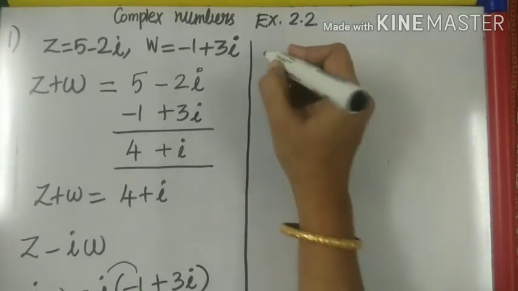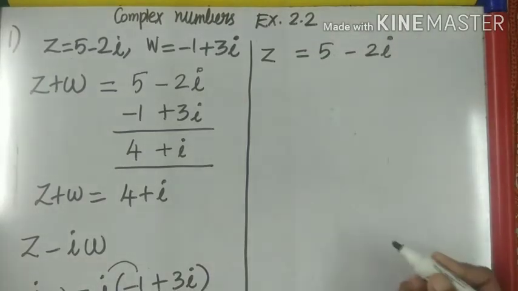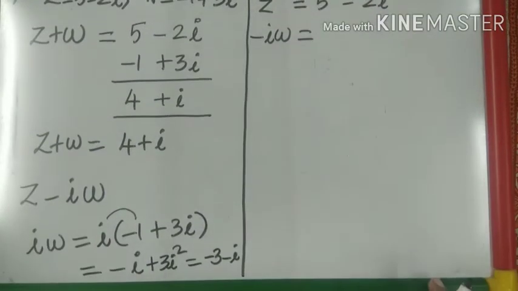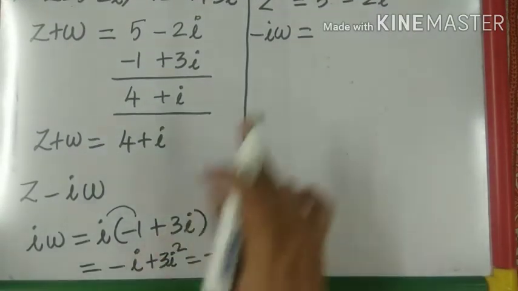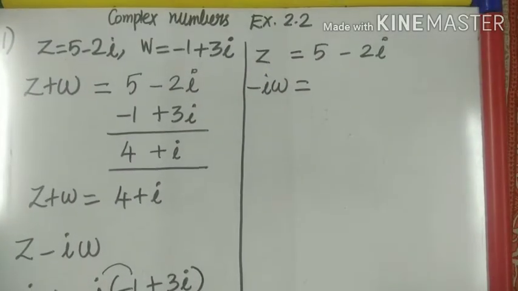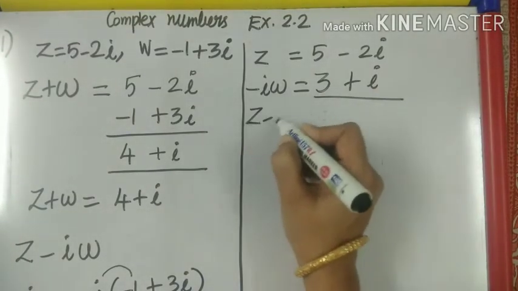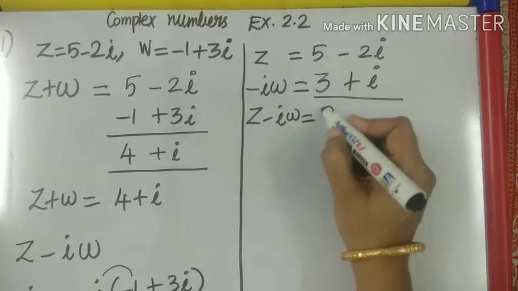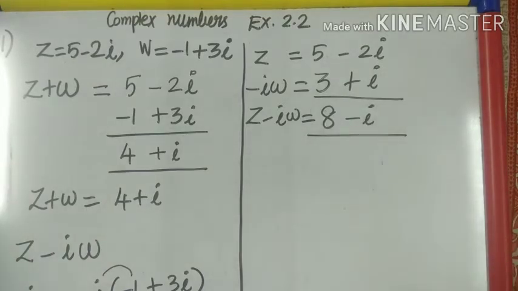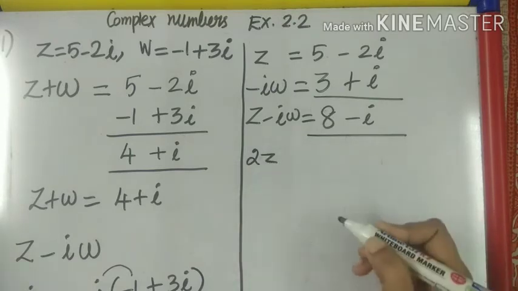Now my question is z, which is nothing but 5 minus 2i, and minus iw. We had already got what is iw. Minus iw means change the sign, so this will become 3 plus i. Find the answer. This is z minus iw. 5 plus 3, 8. Minus 2i plus i is minus i. So z minus iw is nothing but 8 minus i.